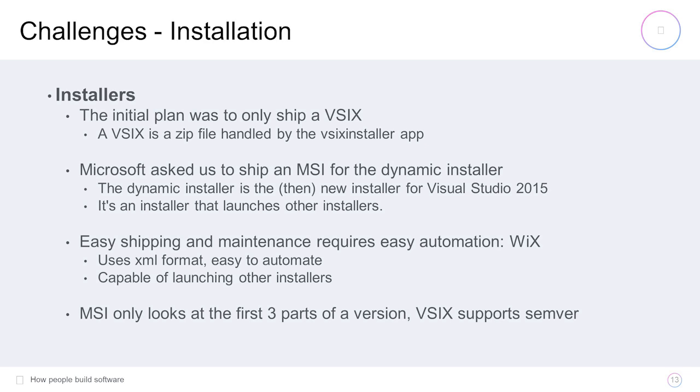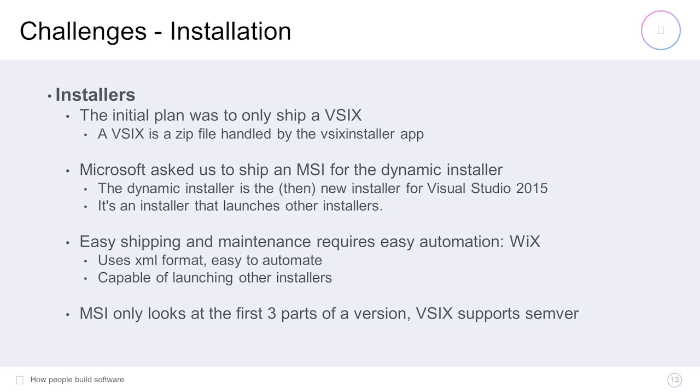The way we version the extension now is different than the way we would version it if this constraint wasn't there. So those were the challenges that we knew right off the bat that we were going to hit. It was stuff that we knew.